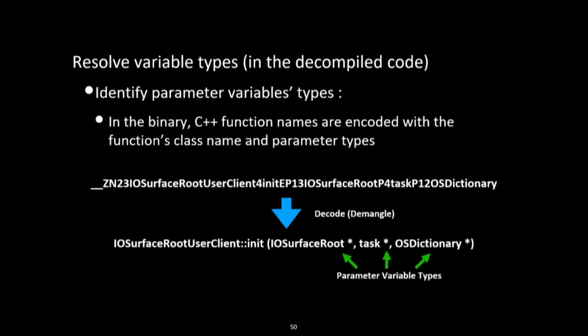For parameter variables, we identify their types by leveraging the fact that, in the binary, C++ function names are encoded with the function's class name and the parameter types. So, by decoding these names, we can know the function's parameter types, just as the figure shows.